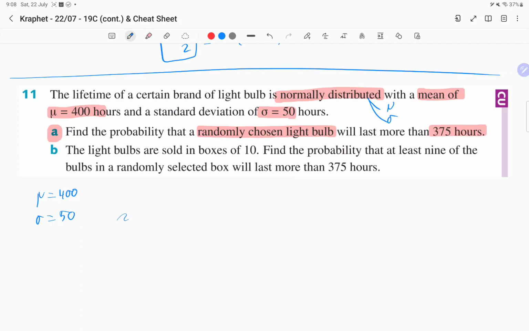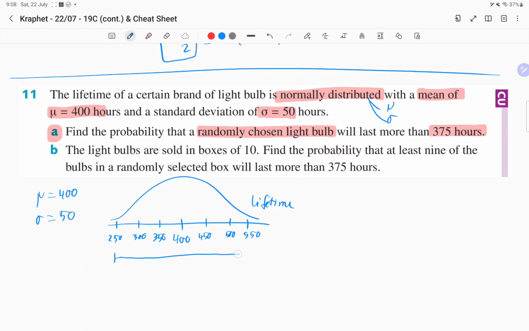So this is the lifetime distribution, which has a mean of 400 and standard deviation of 50. Always make it a habit to draw this one and then go 1, 2, 3. If you have mean and standard deviation, you always just draw it out, it will be easier to visualize what it means. So that's 350, 300, and 250. Most of the lifespan will be 99.7%. Remember the 99.7 rule: 99.7% of the lifespan will be between 250 and 550 hours.